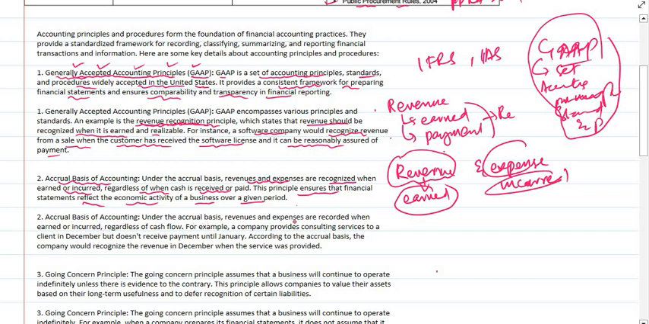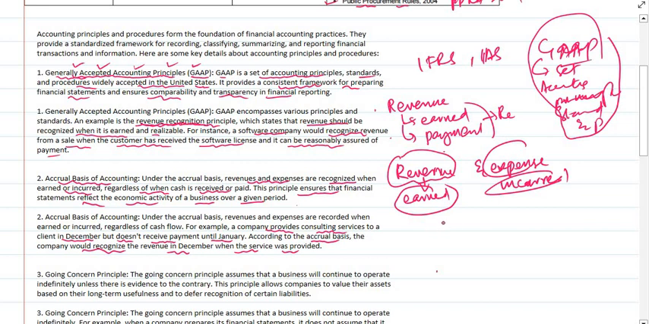So under the accrual base, revenue and expenses are recorded when they are earned and incurred, regardless of the cash flow. For example, a company provides consulting services to a client in December, but doesn't receive payment until January. Now, according to the accrual concept, the company would recognize the revenue in December when the services were provided.